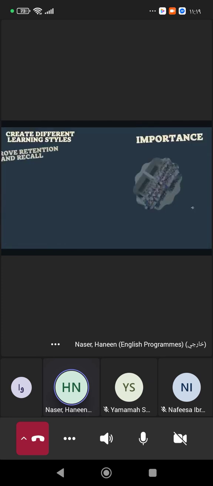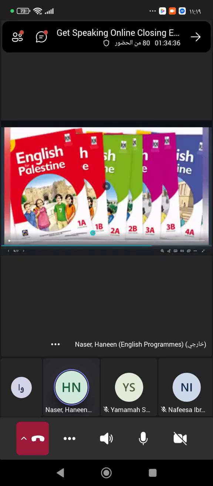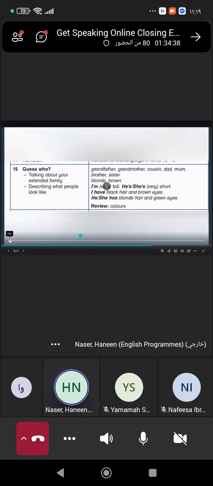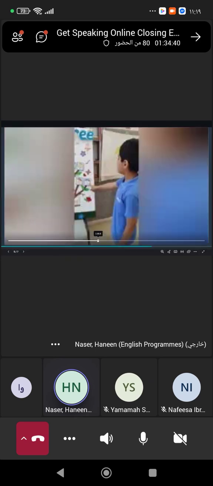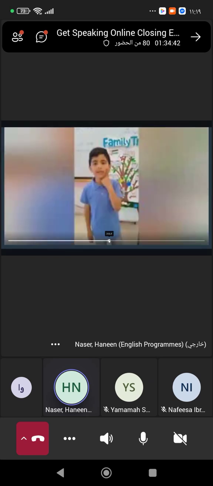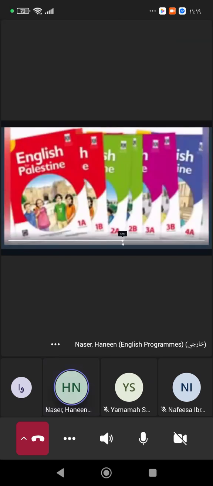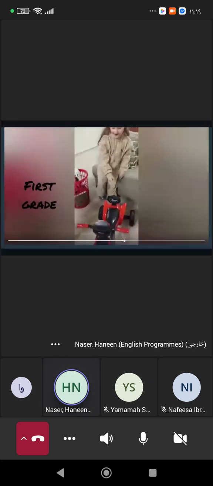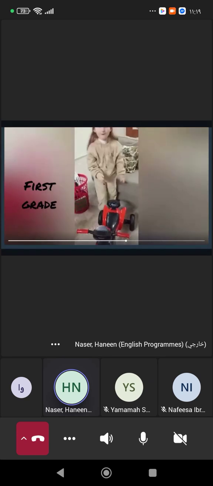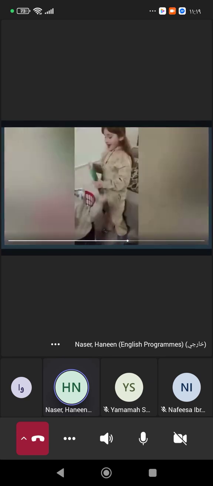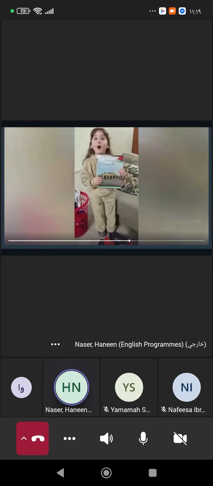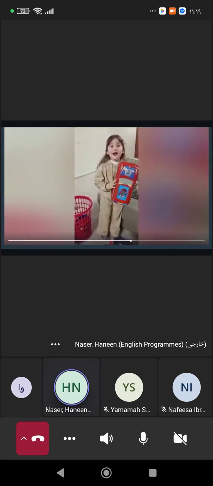Here we have real items, and first graders have to match the real item with the flashcard. It's a game. A red and black ball. It's a green ball. These are for applying English language outside the classroom.